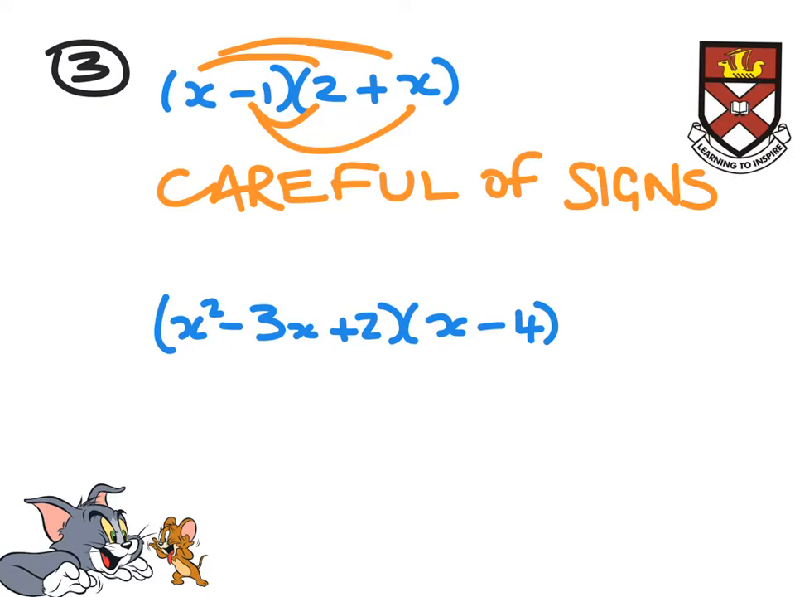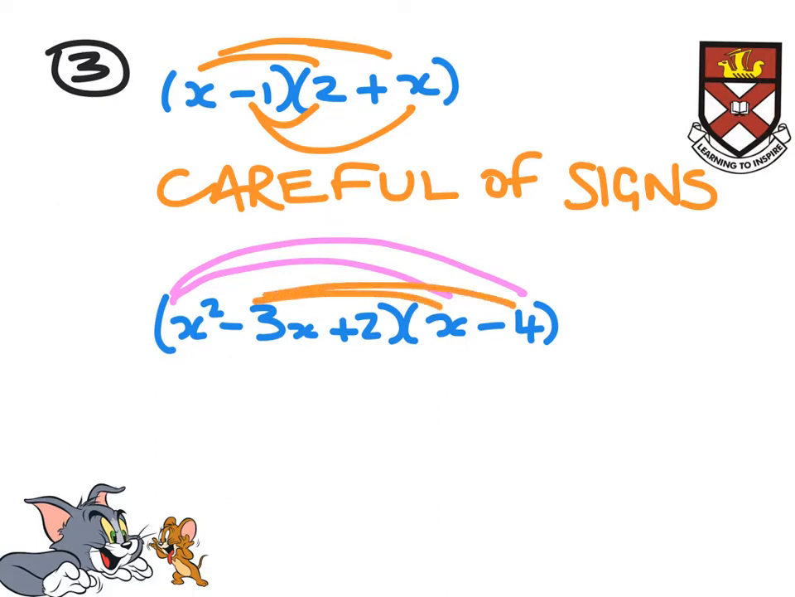For the second one, very, very similar, except this time we're going to do x squared times x and x squared times 4. And then we're going to do negative 3 times x, negative 3 times negative 4, and then lastly 2 times x and 2 times negative 4. You end up with a whole string of things here which can all simplify.